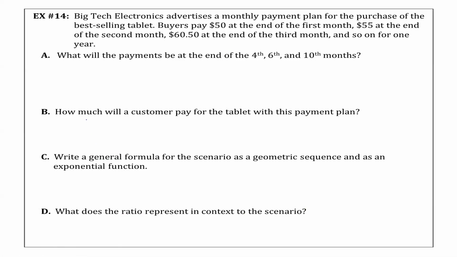So what we're going to do is write what we know so far. So we know that A sub 1 is $50. A sub 2 is $55. A sub 3 is $60.50. So we have enough to establish a pattern and a rule that we're following. So we need to figure out what is our R. In order to find our 4th, 6th, and 10th payments, we need to figure out what is our R.